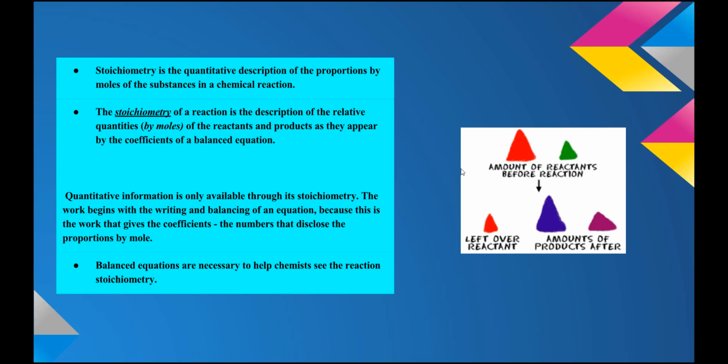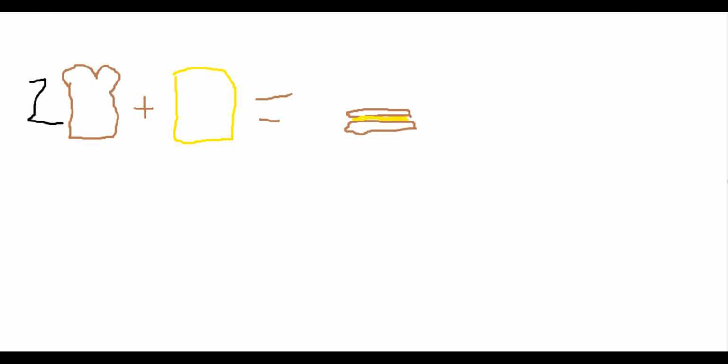So there's the amount of reactants before the reaction, and through stoichiometry we can figure out the leftover reactant and the amounts of the products after. To help get a better understanding of stoichiometry, I've put together a little bit of an equation that we could apply to real life.